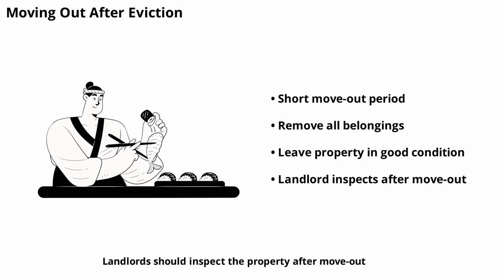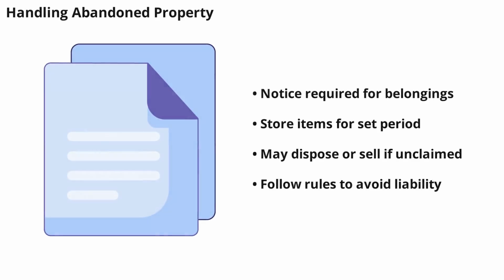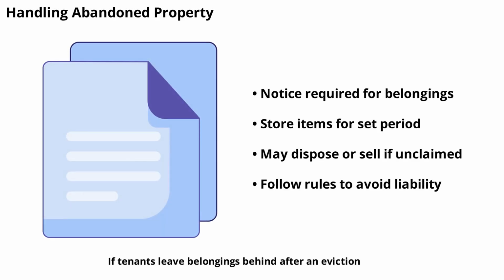Landlords should inspect the property after move-out and document its condition for their records. If tenants leave belongings behind after an eviction, landlords must follow specific procedures for handling abandoned property. This often involves providing notice to the former tenant and storing the items for a certain period. If the tenant does not claim the property, the landlord may be allowed to dispose of or sell it. Failing to follow these rules can result in liability for the landlord.